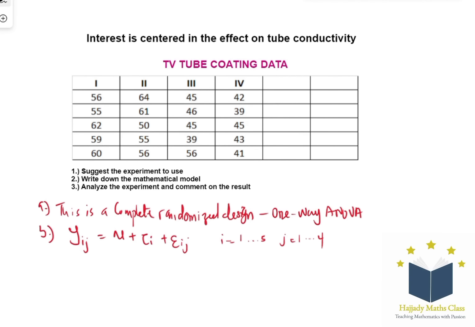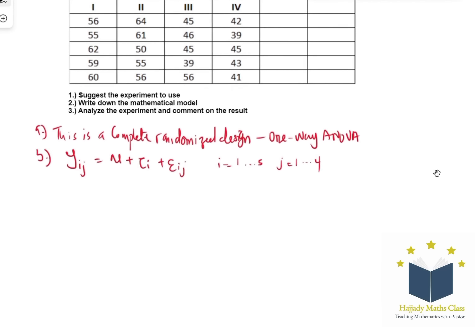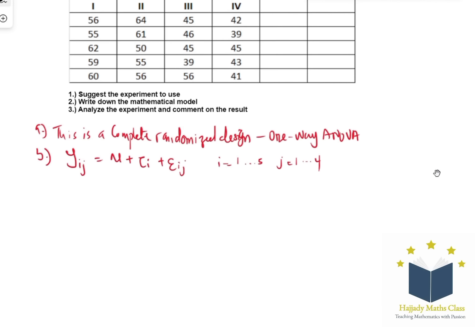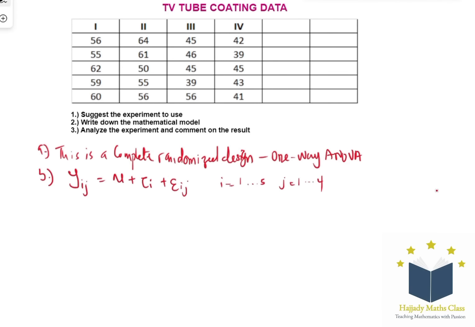And before I proceed with this, there's a need for me to talk about the constraint. So the constraint we have is that our summation of tau i, where i is from 1 to 5, must be equal to 0. That's the general constraint that we have. And our error term is normally distributed with mean 0 and variance sigma squared. So the third question is to analyze the experiment and comment on the result.